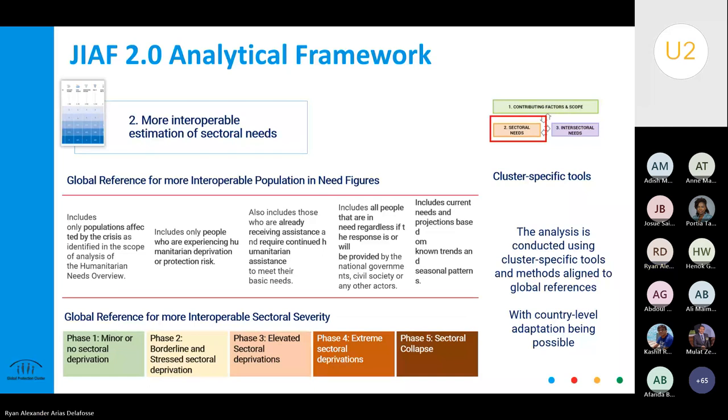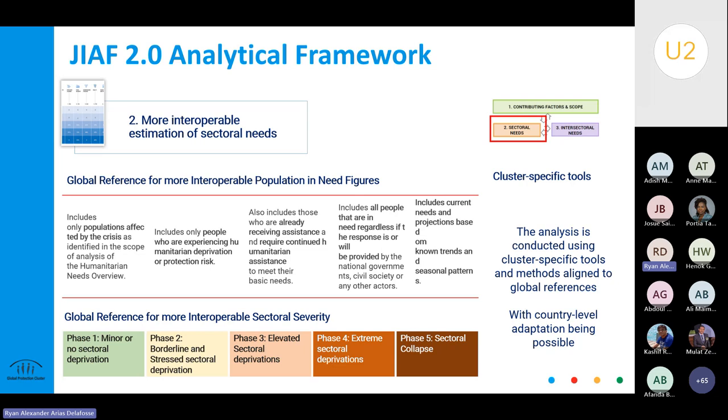There's complete collapse of services in this area. Maybe it actually is not as extreme. Maybe it has changed since that data was collected and it's actually phase two, and that it's stressed more than there's actual elevated deprivation. So when OCHA is asking for your interoperability, what you need to just understand and know is, when I calculated my PIN and severity, was I using these strict definitions or was I not?